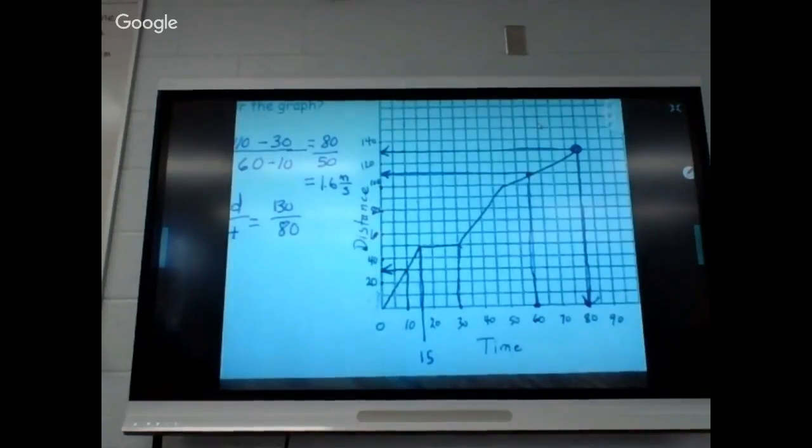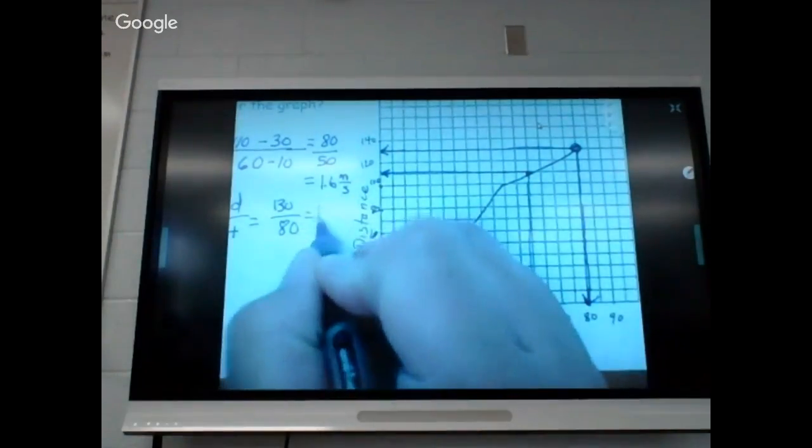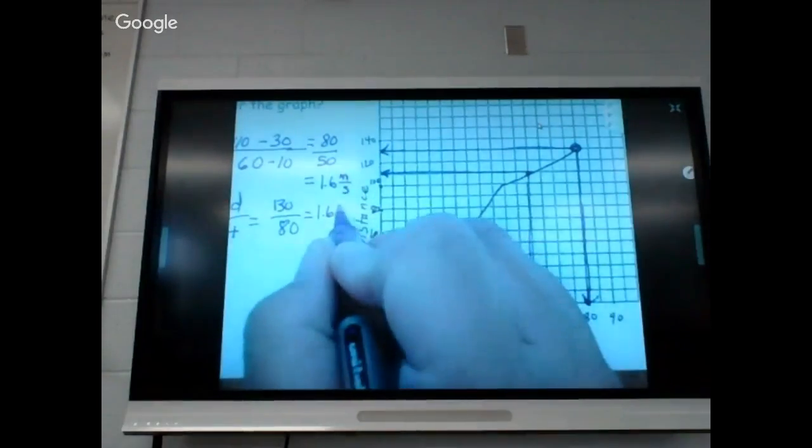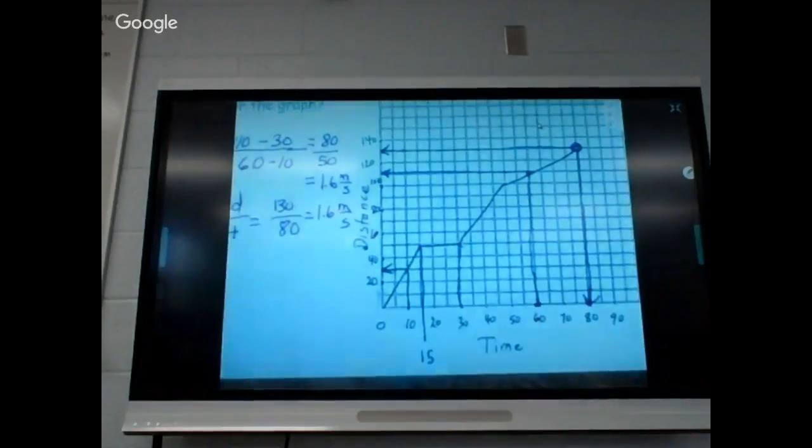Y'all got the calculators, not me. 1.625. All right, so let's round it to 1.6 meters per second. It didn't change in average versus what we did a second ago. So it's pretty close to what I had you do in B. Questions?